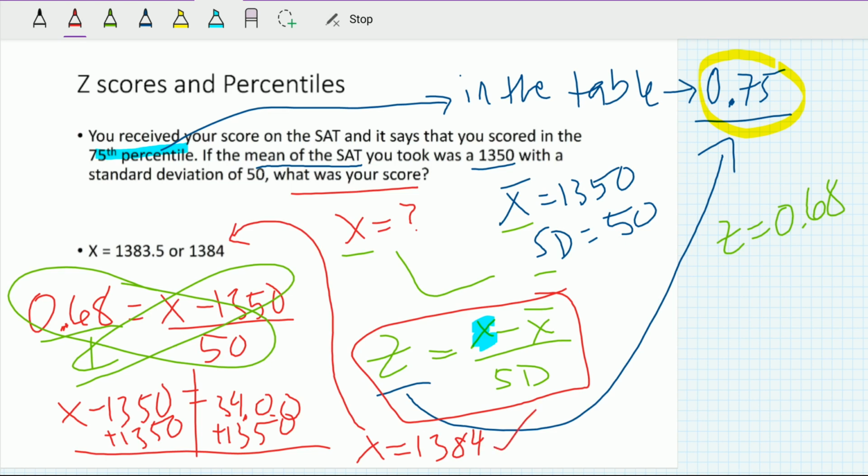I think maybe you would get the other answer if you would use 0.67. I'm not entirely sure. I think so, but like I said, whichever one of those two will give you the right answer.